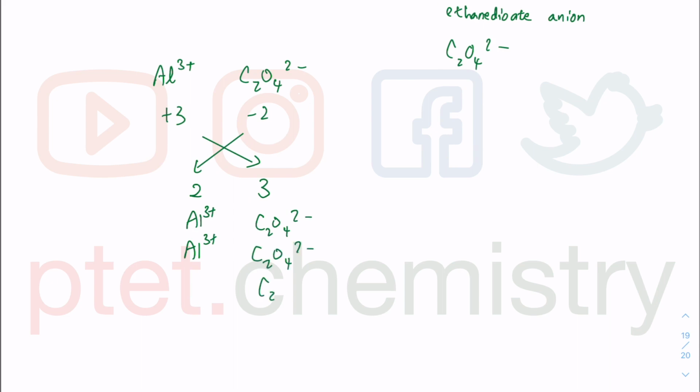If you have 3 of them, you're going to get minus 2, minus 2, minus 2, which gives you minus 6. 2 of these, plus 3 and plus 3, give you plus 6. Plus 6, minus 6, the charges get cancelled out, and that's the whole idea of forming an ionic compound, where the charges get cancelled out. This is option D.